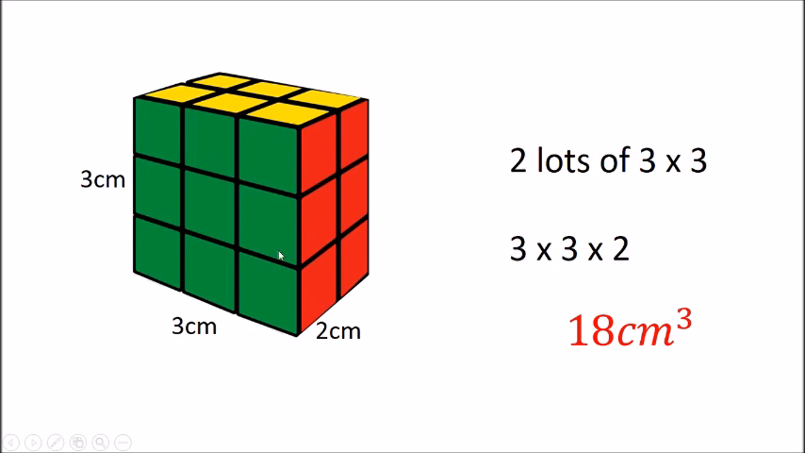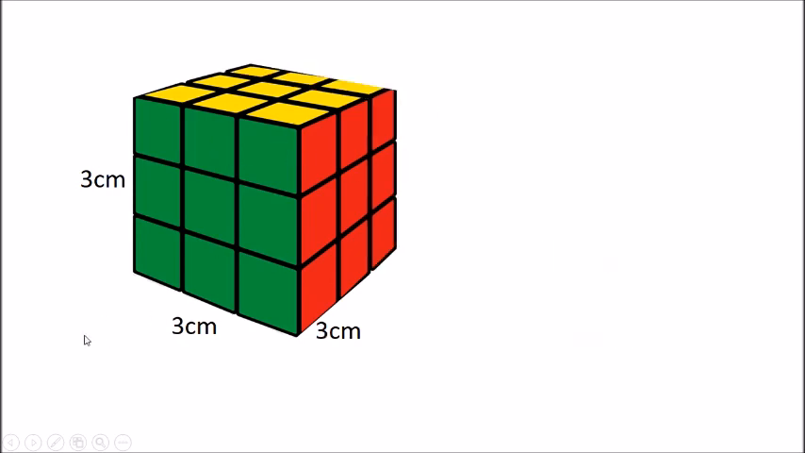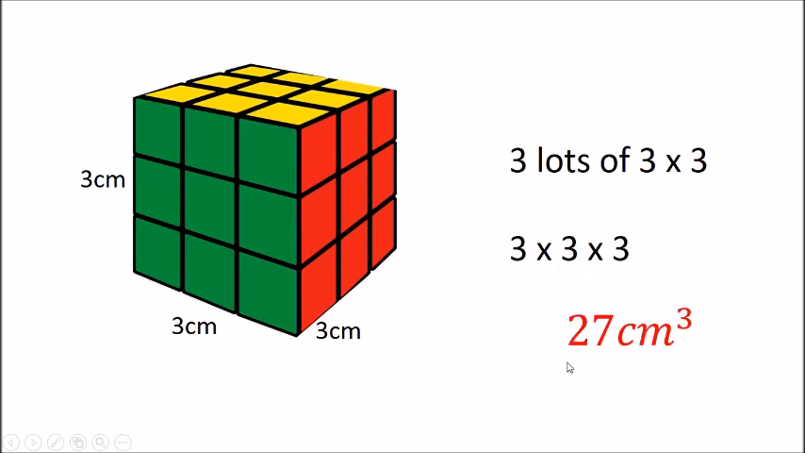Okay, so instead of something like this, let's make a Rubik's Cube. Would you agree that now I have 3 lots of 3 times 3? Because there's 1 strip, 2 strip, 3 lots of 3 times 3. So the volume of this shape is 3 times by 3 times by 3, which gives me 27 centimeter cubed. There are 27 little cubes in this cuboid, or cube rather.